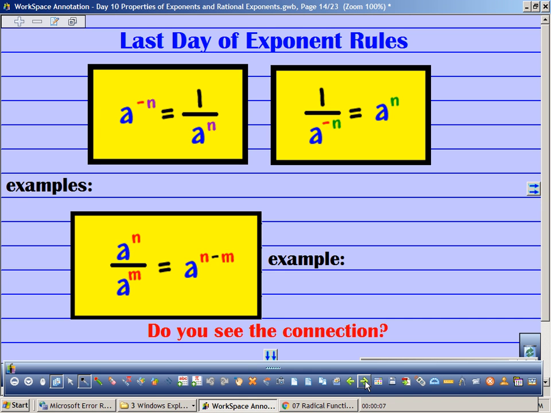Alrighty. So, last day of exponent rules. If I have a negative exponent, it's a positive fraction. If I have a negative fraction, it's a positive exponent, just inverses. And this is the same idea, right? If I have something positive in the denominator, if I bring it into the numerator, I can make it a negative, and then I can combine exponents.